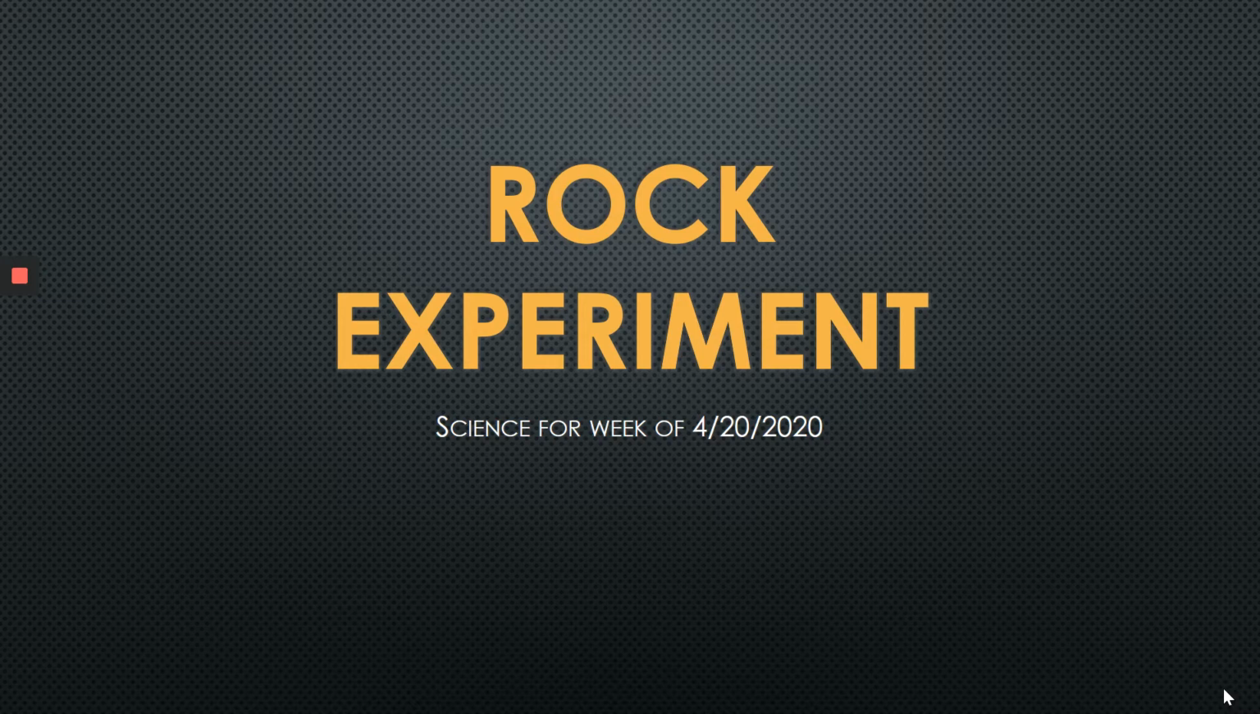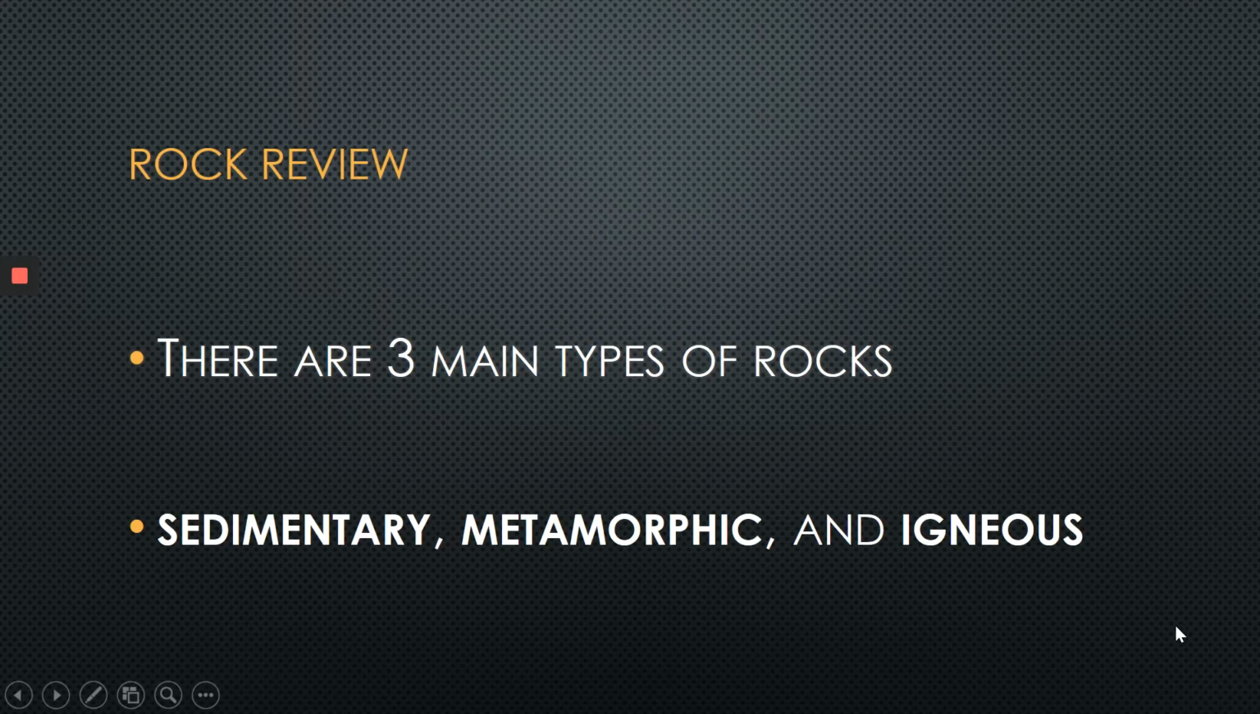All right, so last week I know Miss Jones talked to you about rocks, and she mentioned doing a rock experiment. So this week we're going to do one. But before we do that, let's review some rocks. Here we go. There are three main types of rocks: sedimentary, metamorphic, and igneous rocks.